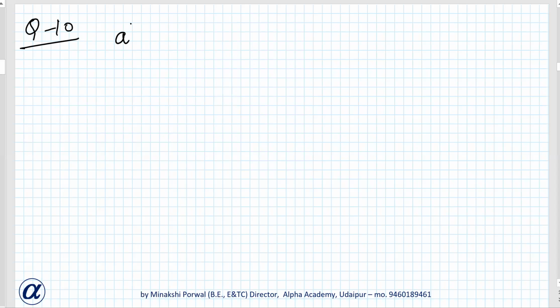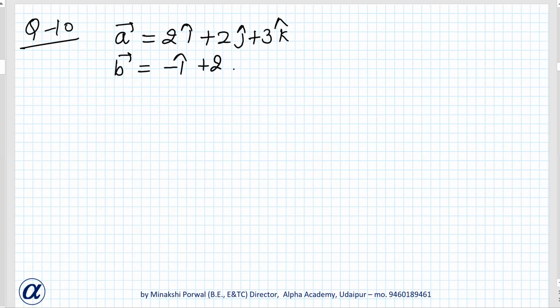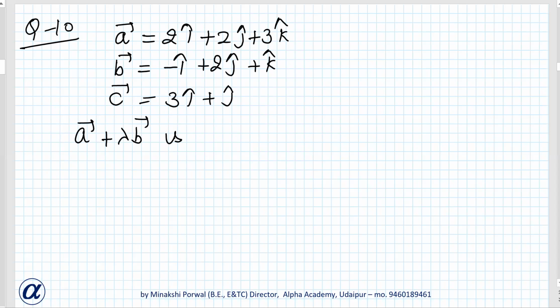If a equals 2i plus 2j plus 3k, b equals minus i plus 2j plus k, and c equals 3i plus j are such that a plus lambda b is perpendicular to c, we have to find the value of lambda.